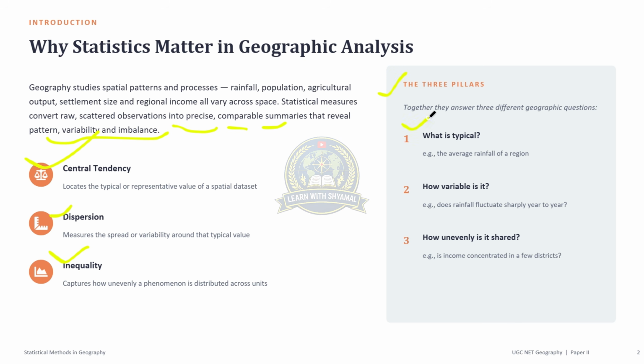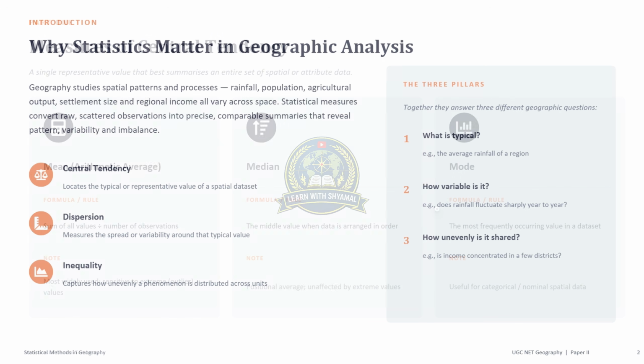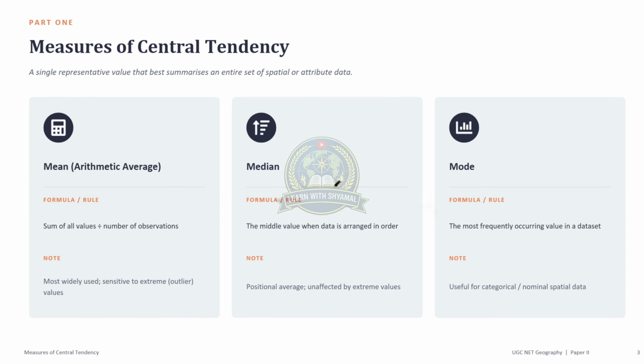What is typical? Example, the average rainfall of a region. How variable is it? Does rainfall fluctuate sharply year to year? How unevenly is it shared? Are incomes concentrated in a few districts? Like this. Measures of central tendency: a single representative value that best summarizes an entire set of spatial or attribute data.